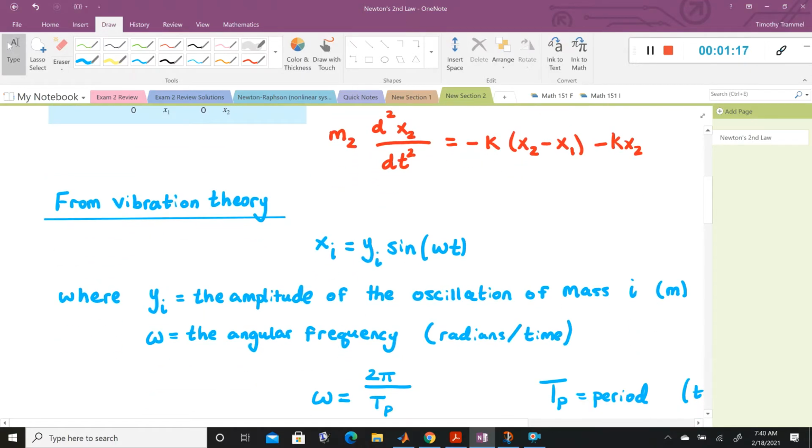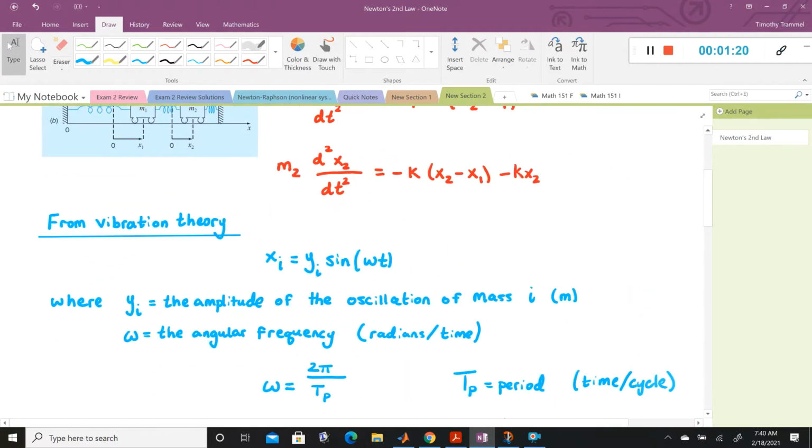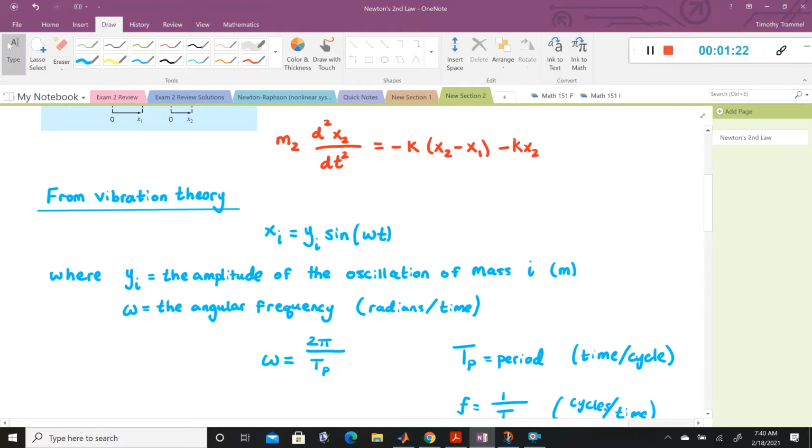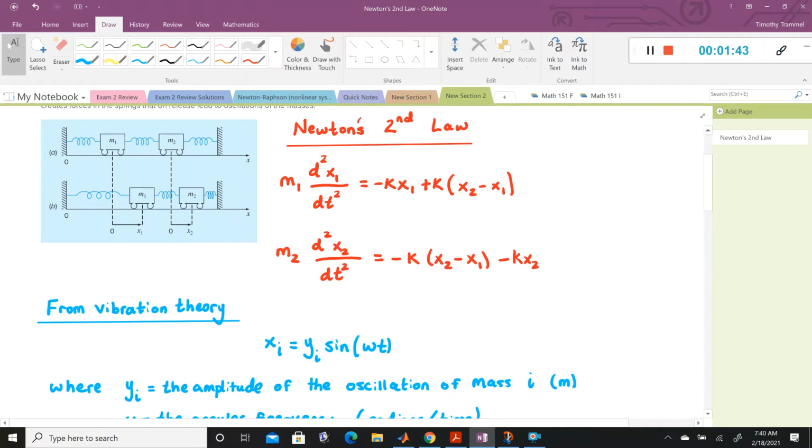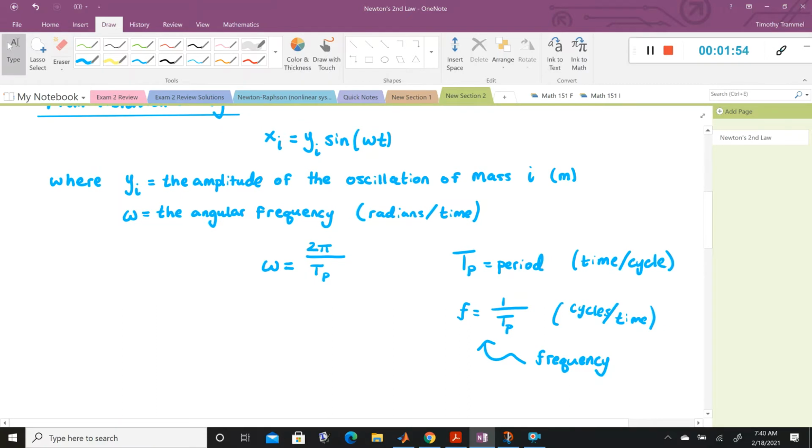And then next, something that is not immediately obvious here is that the solutions we expect to take on the form y sub i sine of omega t, where y sub i is the amplitude and omega is the angular frequency. And so what we're going to do is differentiate those x sub i's, and substitute them into the ODE above. Let's go ahead and start taking those derivatives.